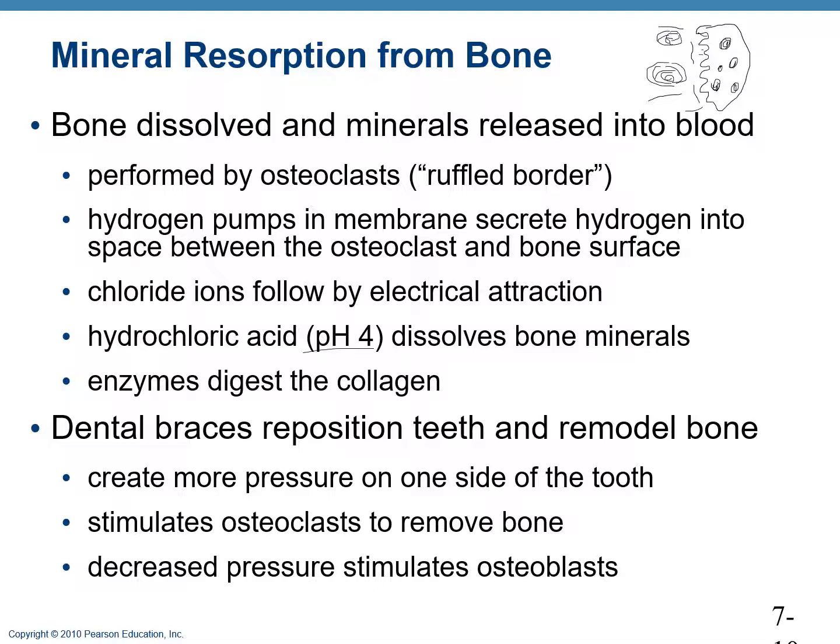So one of the ways that people take advantage of this natural process that occurs with osteoclasts is through the application of dental braces used to reposition teeth, and ultimately what we're doing is remodeling bone. So with dental braces, you're creating more pressure on one side of the tooth. That's actually going to stimulate osteoclasts to remove bone, and the decreased pressure on the opposite side is going to stimulate osteoblasts to lay down bone material. So in that way, you can essentially remodel little by little the bite of a person that may have an underbite or an overbite.